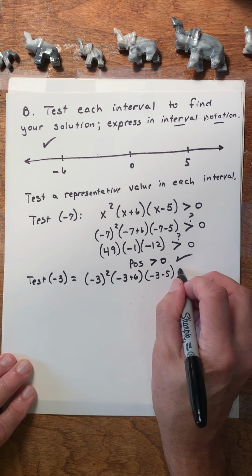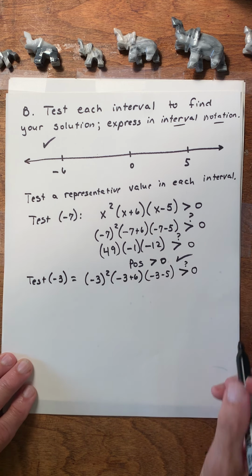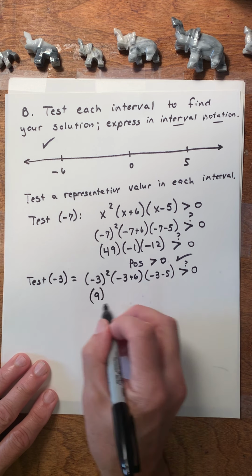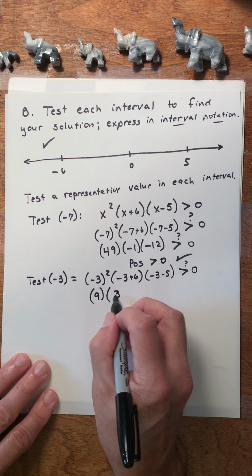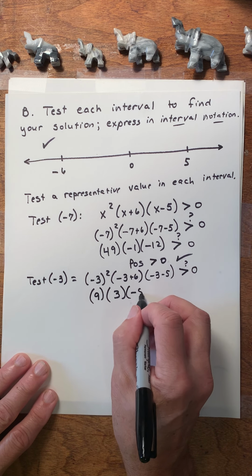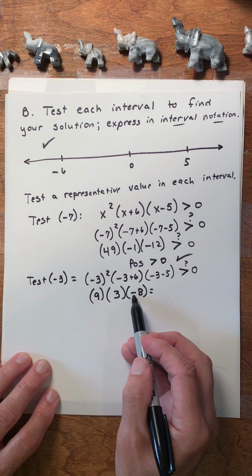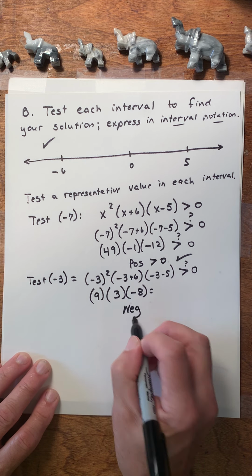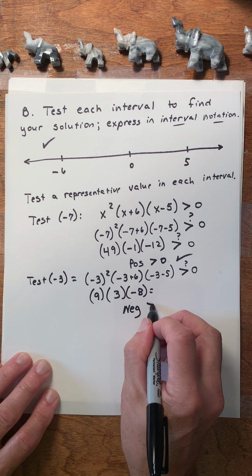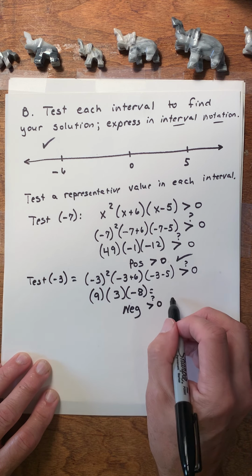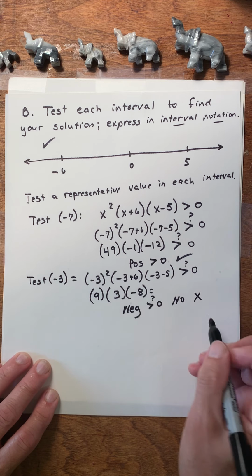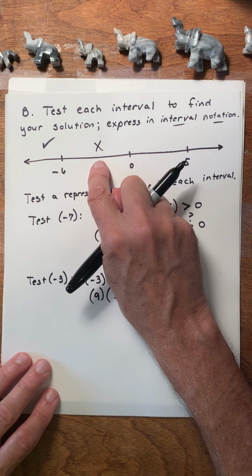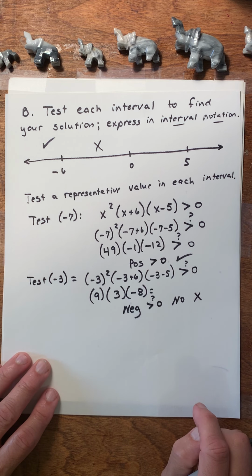And I'm wondering, is this going to give me something that's greater than 0? Let's find out. -3 squared is positive 9. That's a positive 3. That's a -8. Hey, I just got one negative. That means I'm going to get a negative number. Is a negative number greater than 0? No. This is a fail. This section does not work. Why? Because a value in the section does not work.